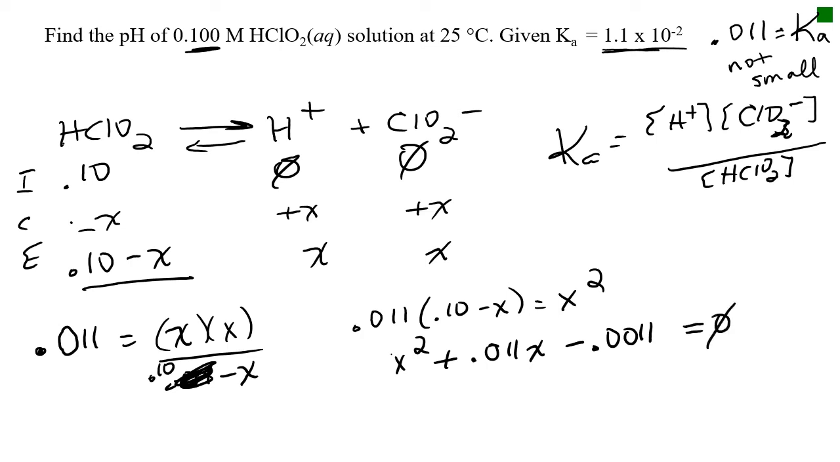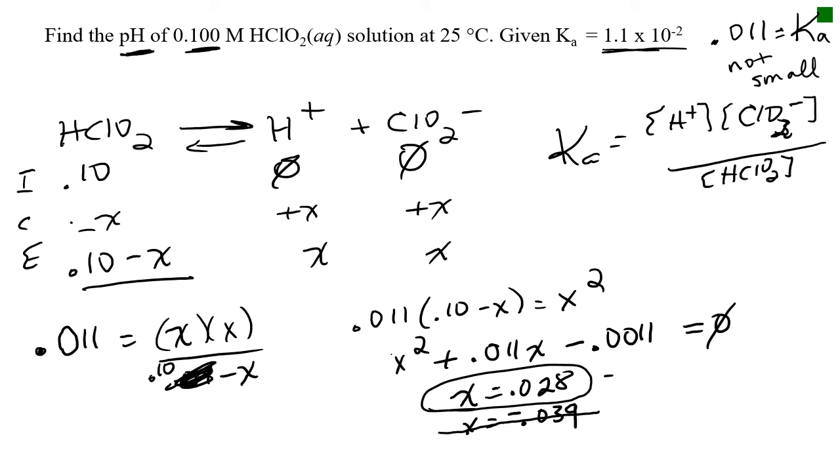We're going to have to use our quadratic, and when we do, we're going to get two roots. We're going to get that X is equal to 0.028 and X is equal to minus 0.039. Well, we can't have a negative value, otherwise we'll have miracles. So our X is this. We're trying to find the pH of the solution. We realize that X is equal to the concentration of H plus. So the pH of the solution is minus base 10 log of 0.028. And that's going to give us a pH of this solution of 1.55.